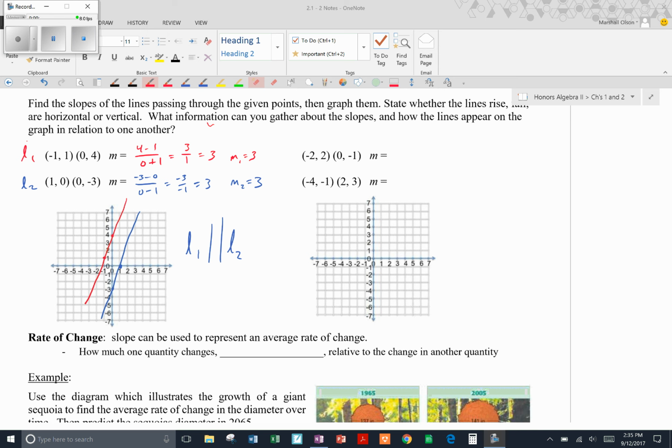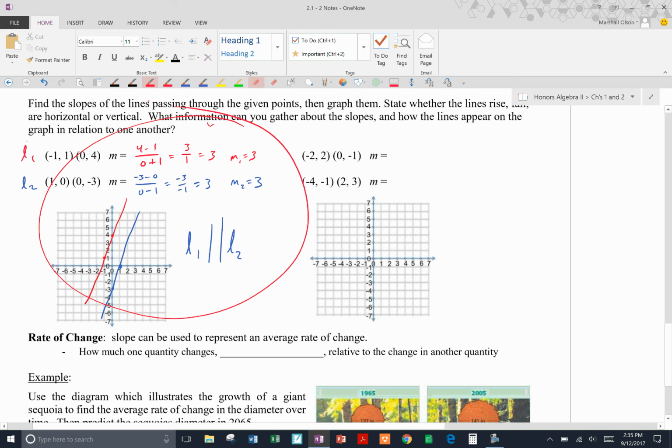I had to stop the last video because lunch ended, so I'm going to pick up here in the middle of this example about the relation between two lines and their slopes. You probably see where this is going. The first set of lines that we had were parallel because the slopes were the same. We look at the next two lines that we have here.